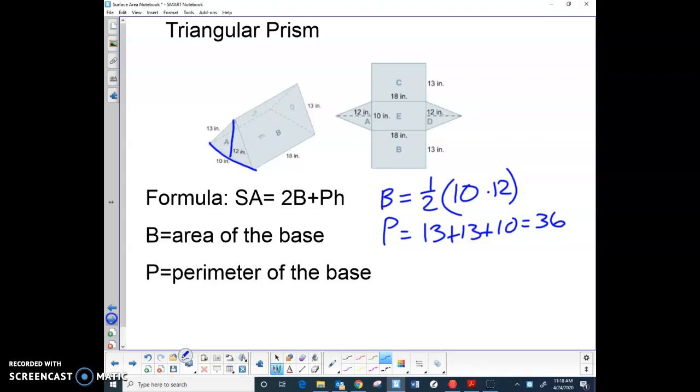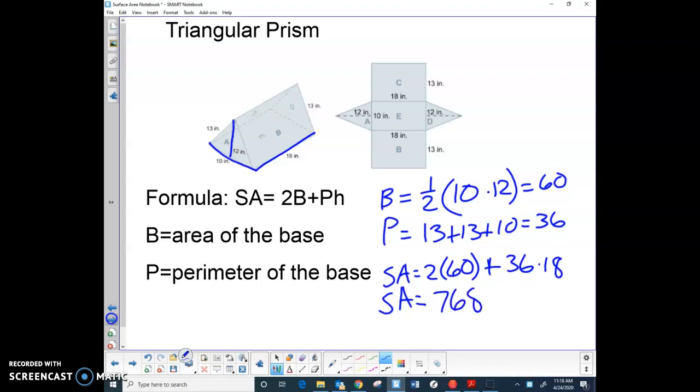All right, if we plug these into the formula, our surface area is 2 times the area of our base, which is 60. So 2 times 60 plus our perimeter, which is 36, times the height of our solid, so that's one measurement we haven't used yet, times 18. Calculate that in your calculator and you get 768.